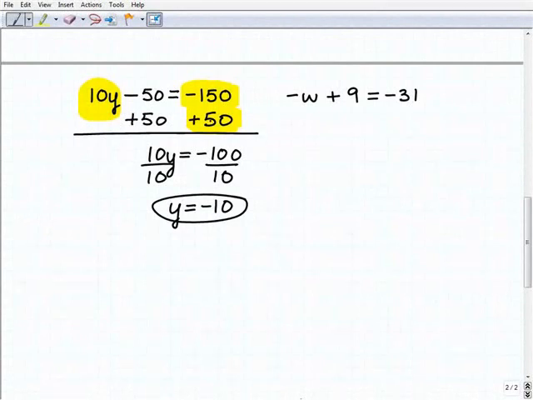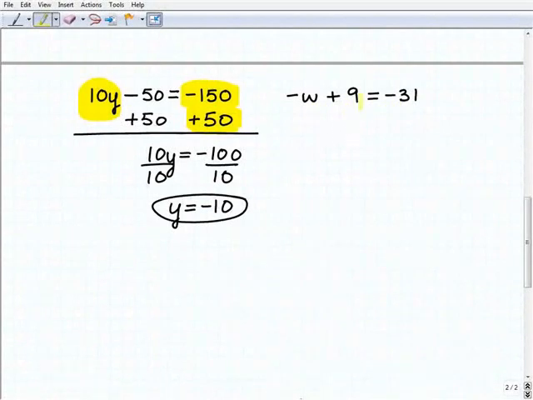Okay, so the process is basically always the same with these two-step equations. We're going to use addition or subtraction to get to that variable term, and then we're going to use multiplication or division to solve the remaining equation. All right, so here is our next one. I have negative w plus 9 equals negative 31. Now, at first glance, this kind of looks like a basic one-step equation, but it's actually a two-step equation.